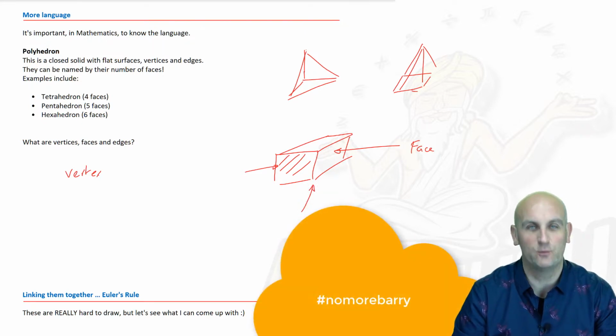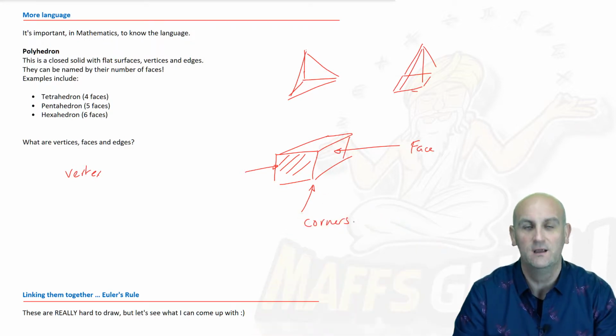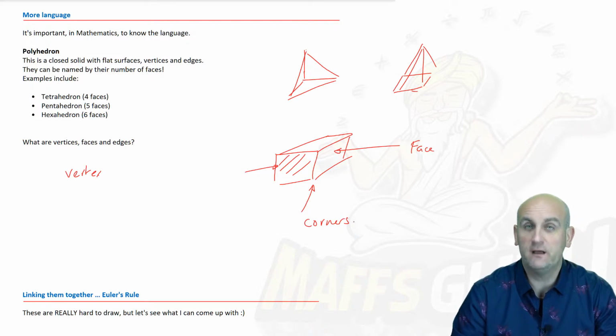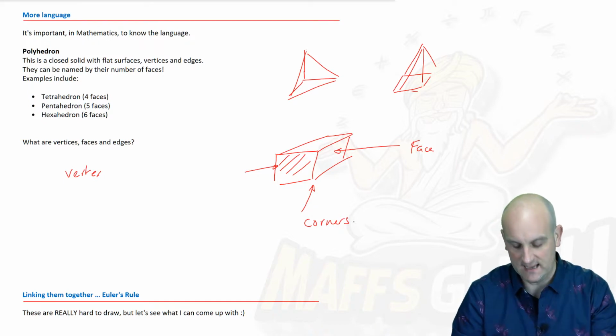Yes, Barry, thanks once again. We could have had corners, couldn't we? We could have kept it at corners. We all know what a corner is, but no, you wanted a vertex. So in all of these shapes, we should be able to count vertices, faces, and edges.